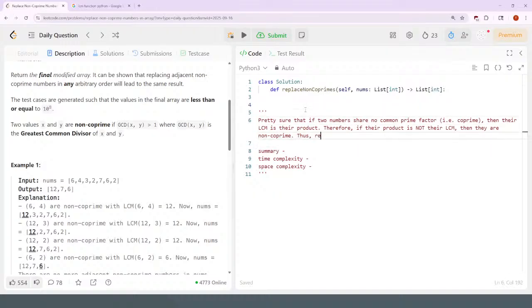Thus, replace two adjacent numbers if LCM not equal to product.